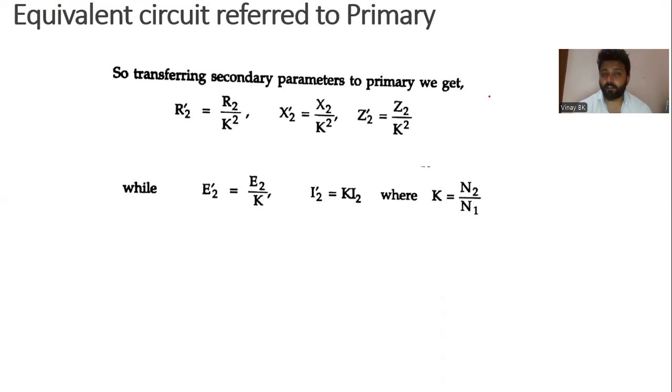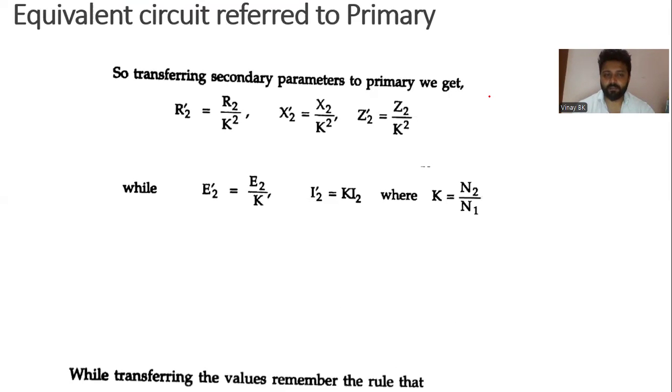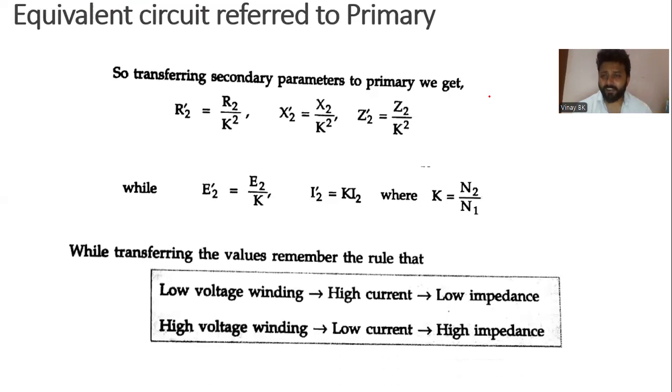X2 dash you can rewrite, or else transferring these secondary parameters into primary for writing the equivalent circuit diagram in the form of primary. So these are the equations. Similarly, while transforming, you should remember this rule: the low voltage (LV) winding always has high current and low impedance, and the high voltage (HV) winding always has low current and high impedance.